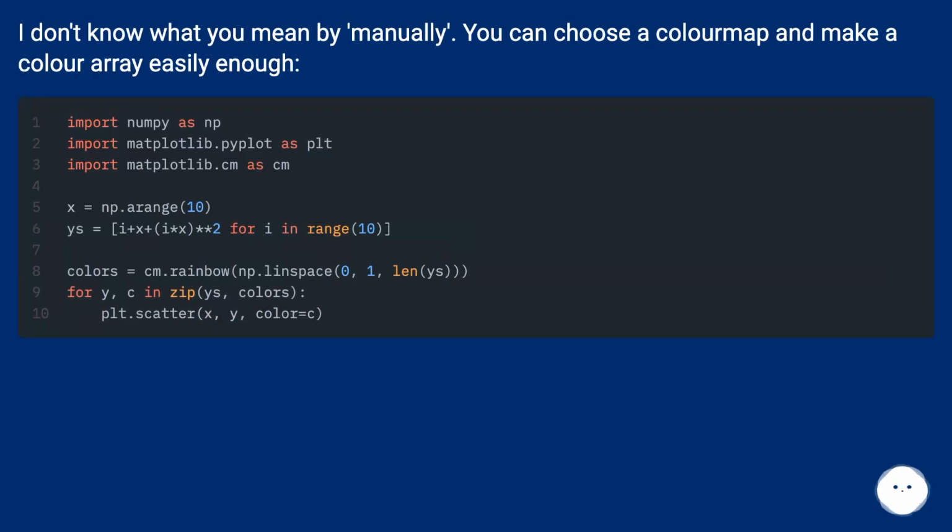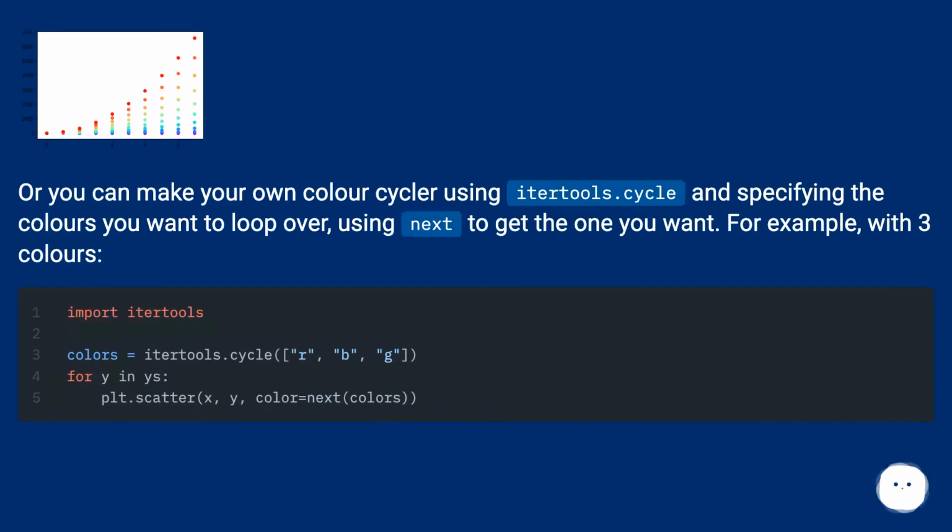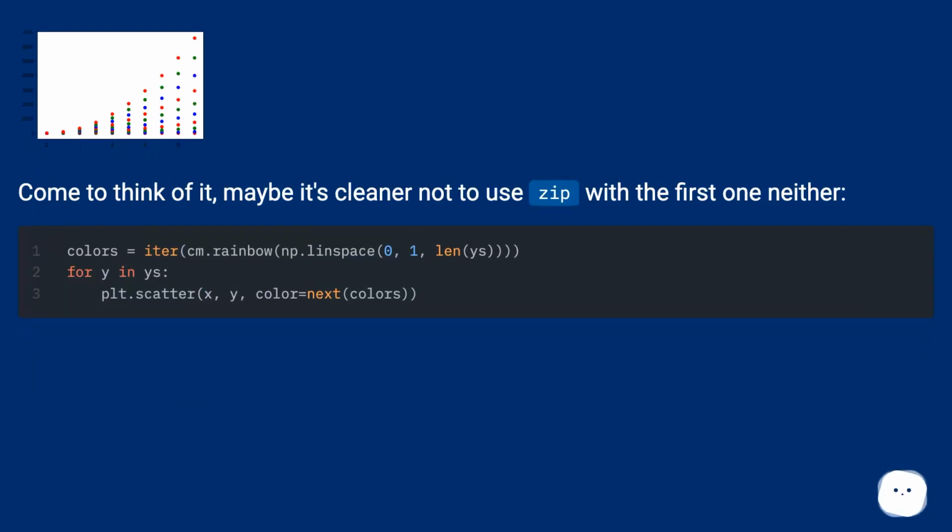I don't know what you mean by manually. You can choose a color map and make a color array easily enough. Or you can make your own color cycler using itertools.cycle and specifying the colors you want to loop over, using next to get the one you want. For example, with 3 colors. Come to think of it, maybe it's cleaner not to use zip with the first one either.